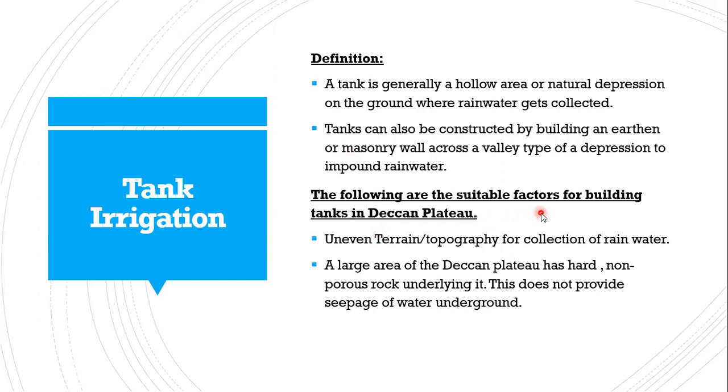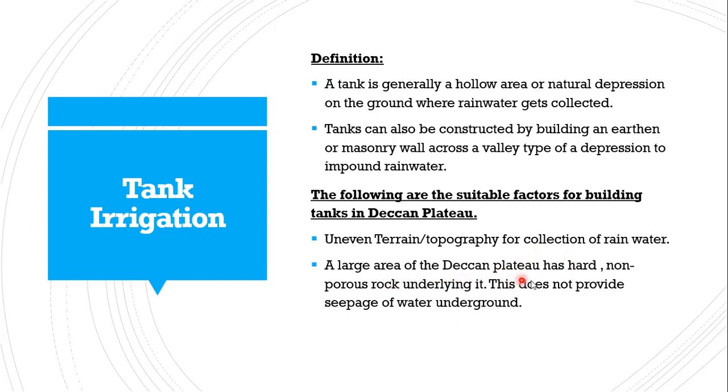What are the suitable factors? Now, generally tank irrigation is found in the Deccan Plateau. Okay, why in the Deccan Plateau? Because it's uneven terrain or topography, the land is uneven. They are not plain, they have ups and downs. So those downs are the areas for collection of rainwater.